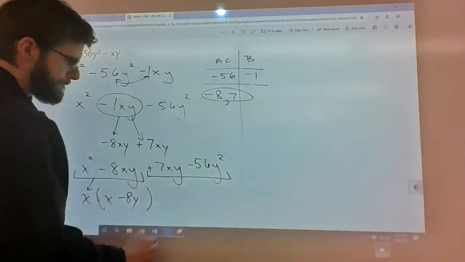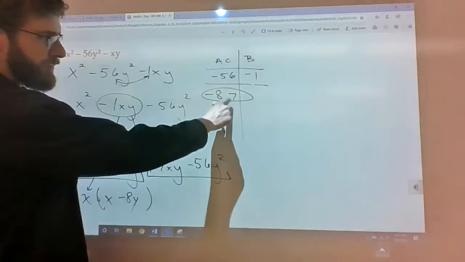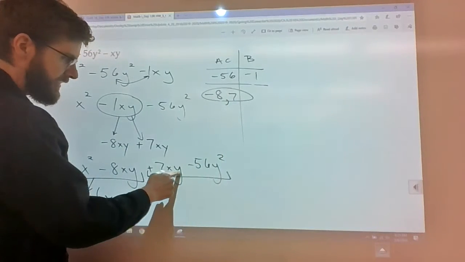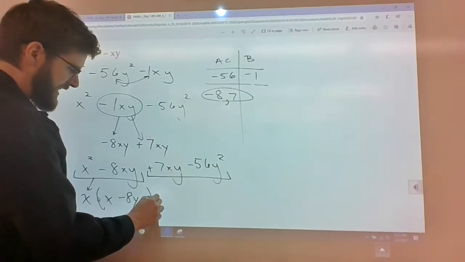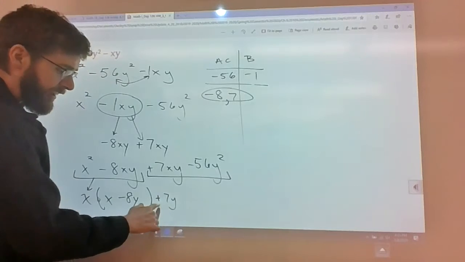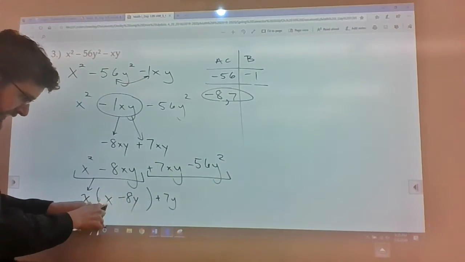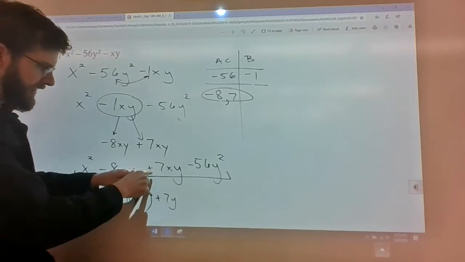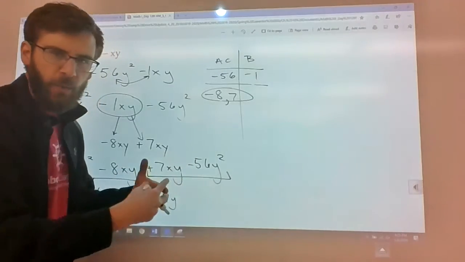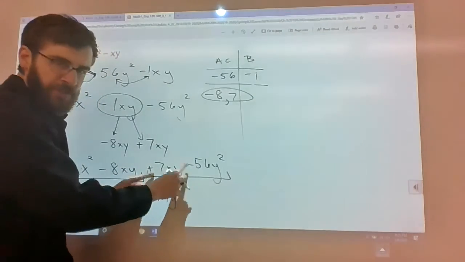These two, 56 divides 7, we just saw that right there. And they both have a y, so take out a 7y. I'm taking out a positive 7 because I don't want the sign to change. I want a plus x minus 8y. I've got a plus here and a minus. I don't want to take out a negative to switch that around.